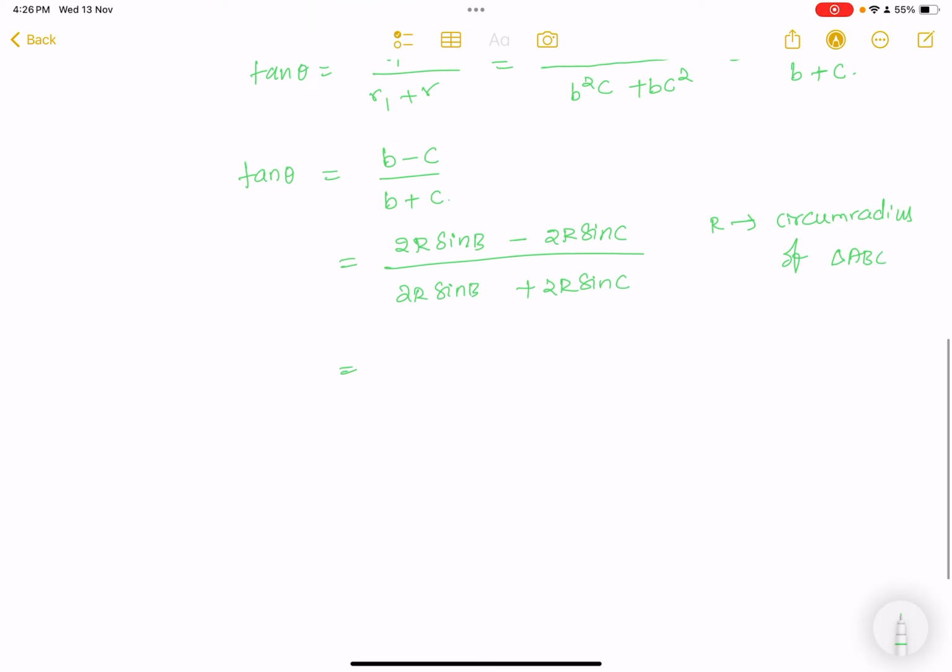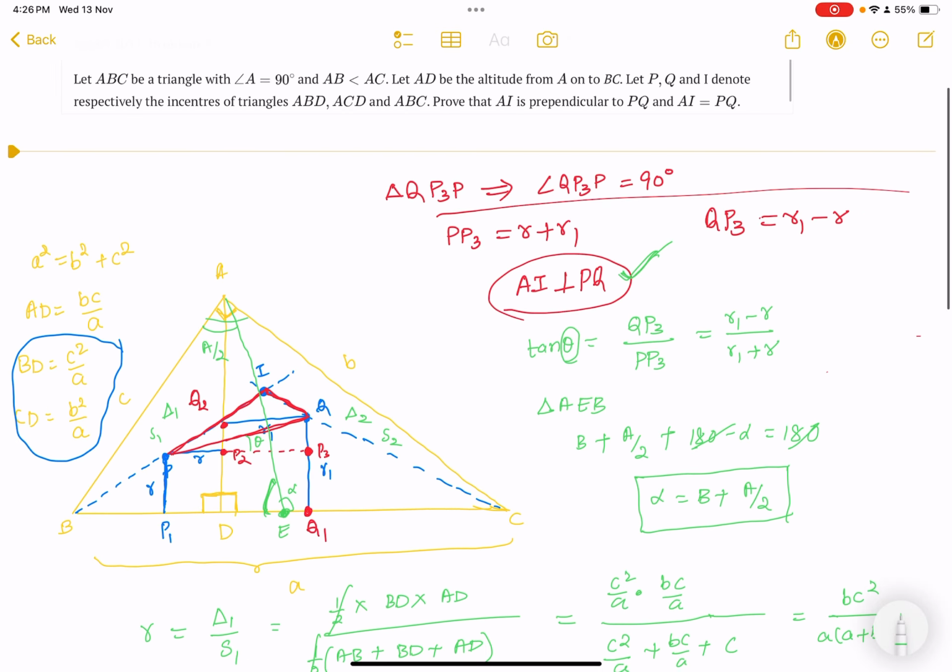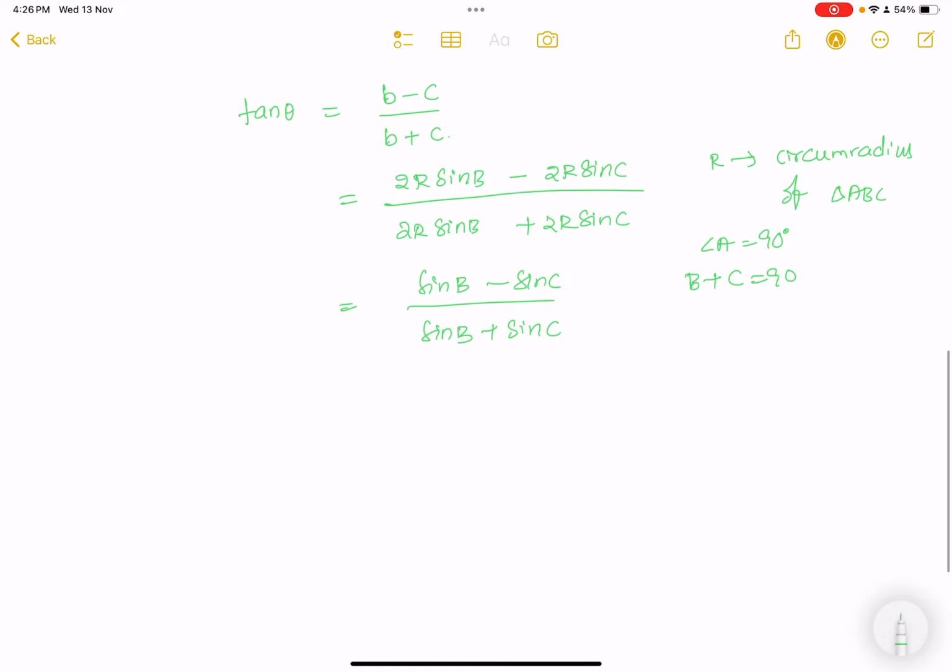So this will be (sin B minus sin C) by (sin B plus sin C). But B plus C is 90 degrees, since angle A is 90 degrees. So C equals 90 minus B. Put C equals 90 minus B, then sin B minus sin(90 minus B) will be cos B by sin B plus cos B.